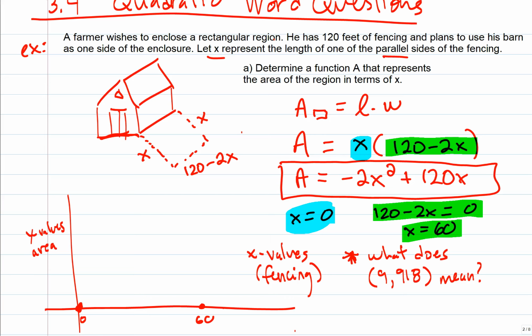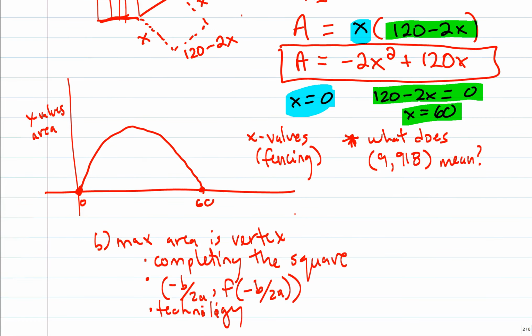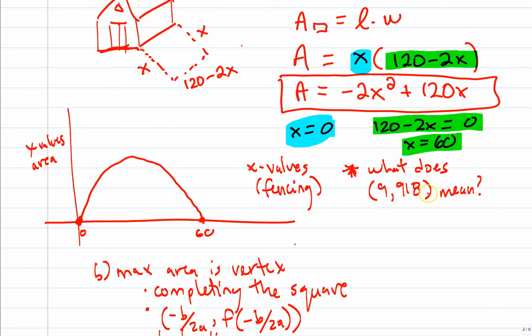And I know that because the a is negative, this is going to be a parabola opening downward. Before we go on, let's take a quick second to say, what if I have the point (9, 918)? What does that mean? Well, if x was 9, somewhere up here, the y value would be 918. So the x, remember, is the length of one of these sides. So what does that mean? Well, that means that the length of one of the sides would be 9.